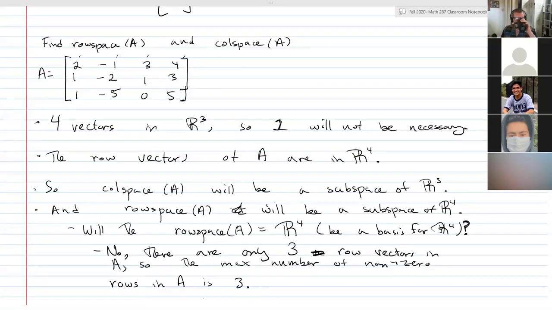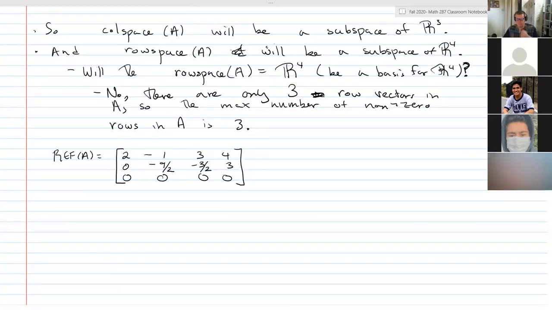Just take it down to REF of A. Take a minute to do that, throw it in your calculators, throw it on your computers. Did you say the REF or the RREF? In fact, when we're finding the row space and the column space, we're only going to need the REF, the row echelon form. All right, so that's our row reduction. Take a second as you're finishing everything up. So there's our row reduction.